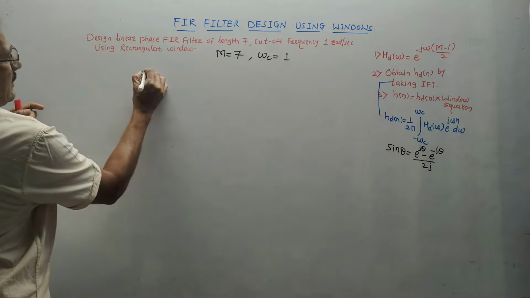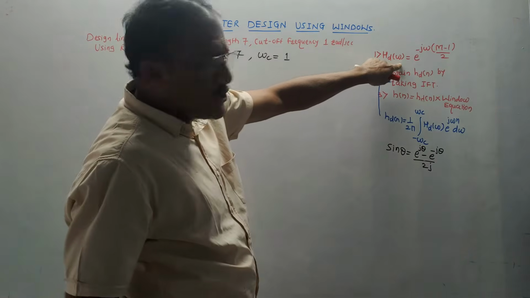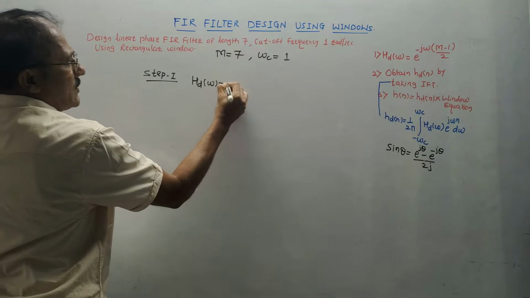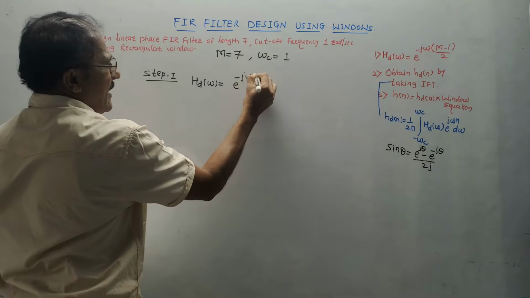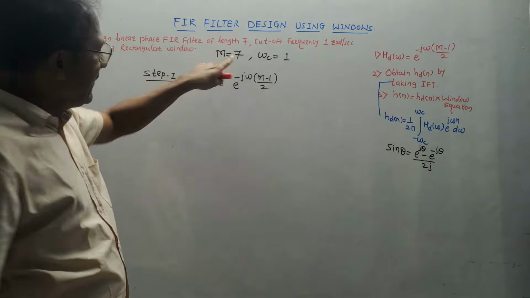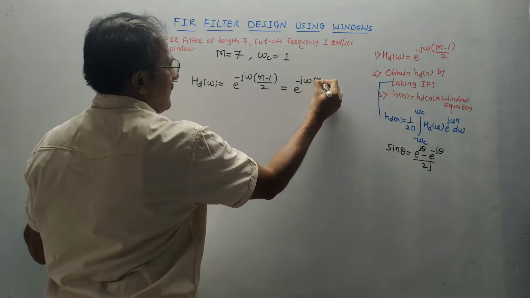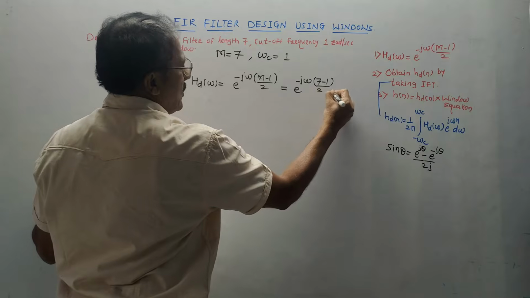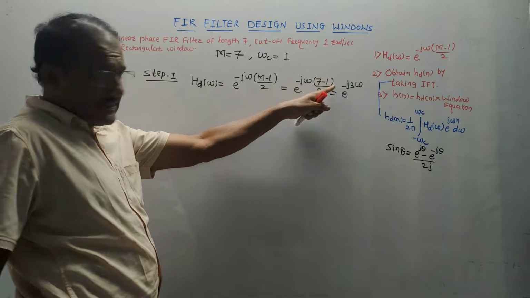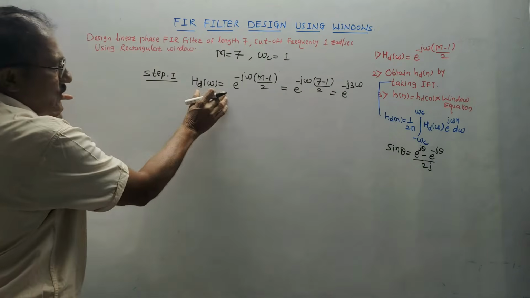Now step 1. In step 1, we have to calculate HD of omega. So I will write the formula. HD of omega is equal to e raised to minus j omega times m minus 1 upon 2. Given value of m is 7, so simply put the values. So it becomes e raised to minus j omega times 7 minus 1 upon 2. This gives me e raised to minus j 3 omega. 7 minus 1 is 6, upon 2 is 3. So e raised to minus j 3 omega. This is the answer of the first step.